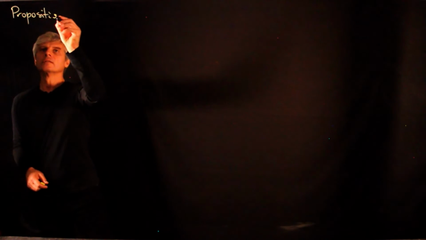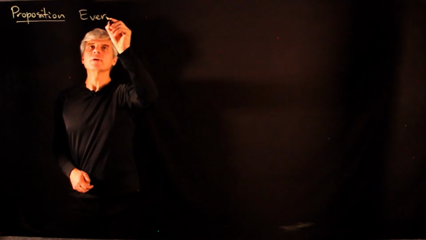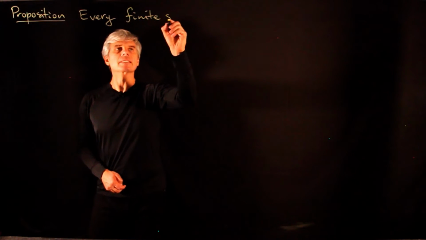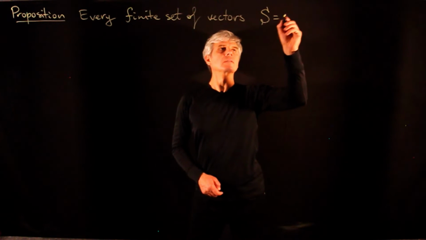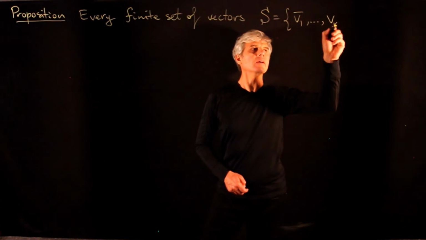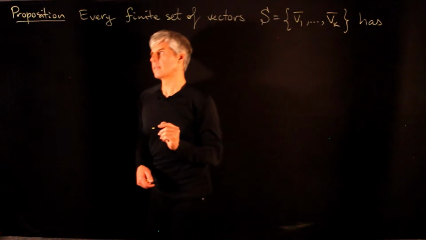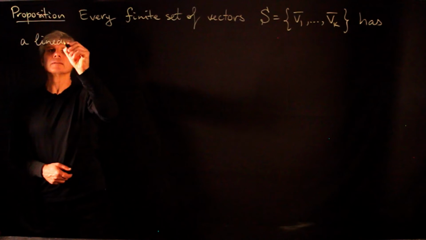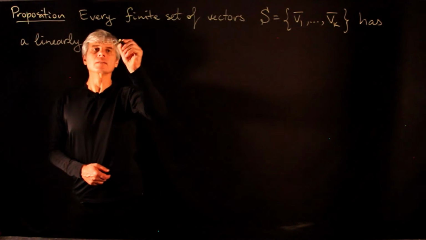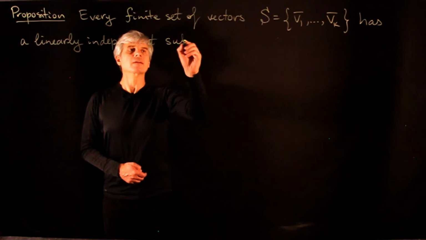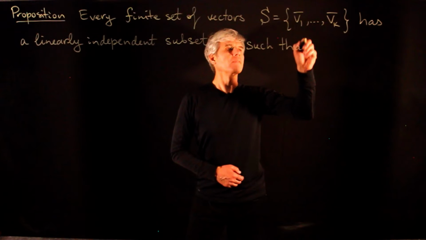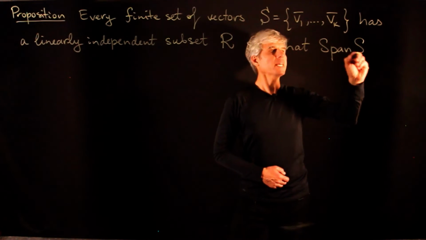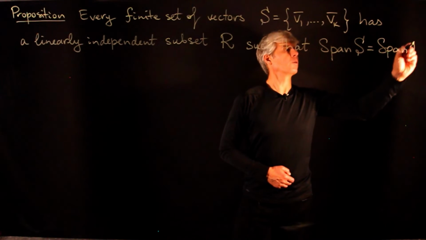Now let us consider the following proposition. Every finite set of vectors S, which is v1 through vk, has a linearly independent subset R such that span of S is equal to span of R.